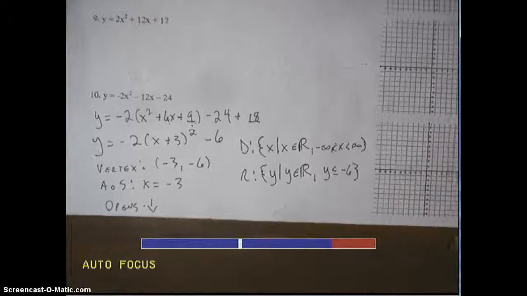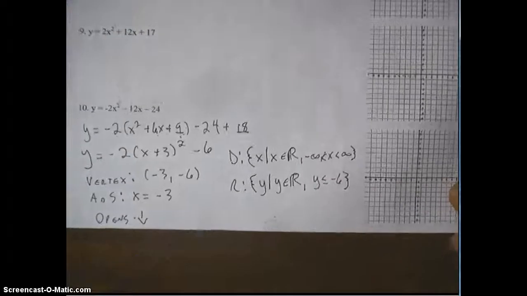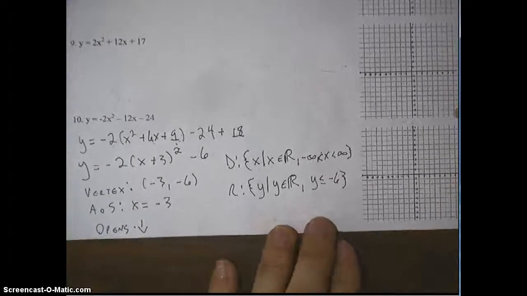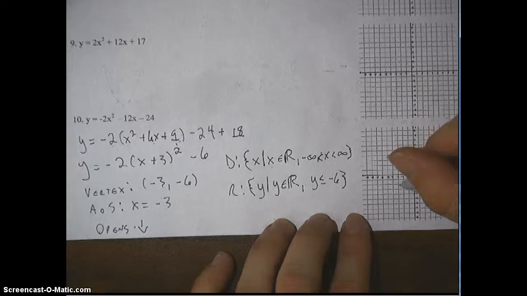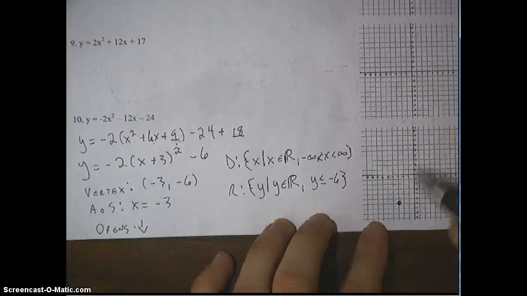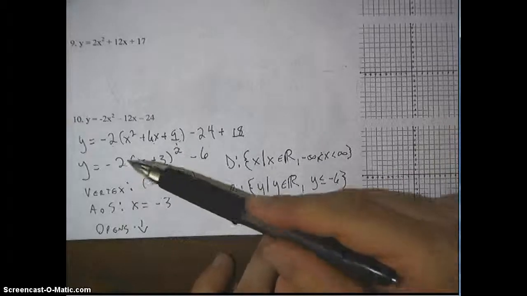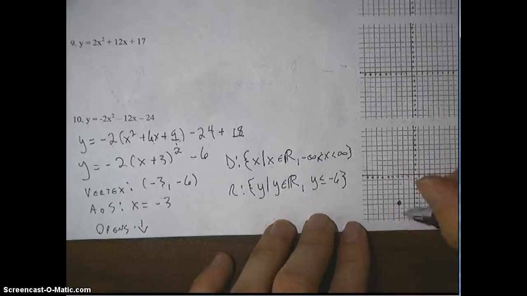So now I'm going to want to graph this thing. Start at the vertex, which is (-3, -6), so count 1, 2, 3, 4, 5, 6. And so there's a 2 in front of the equation, so I'm going to go down 2 over 1. Like that.